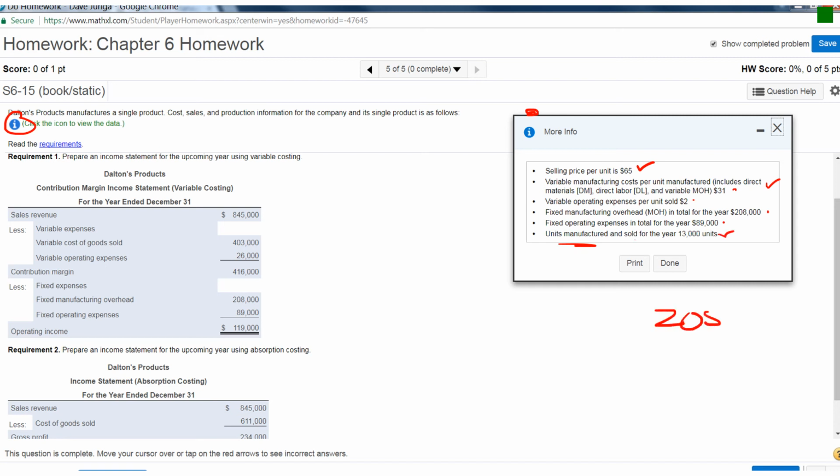Now off to the side here, just ahead of time, I'm going to take that $208,000, which is your fixed overhead, and if you divide that by what you produced, that's going to give you $16 per unit of fixed overhead. You're going to need that when you do your absorption costing.